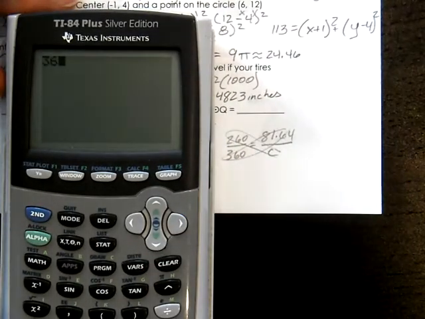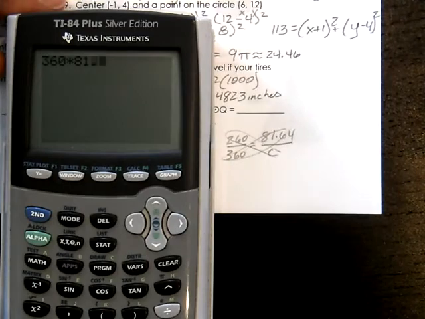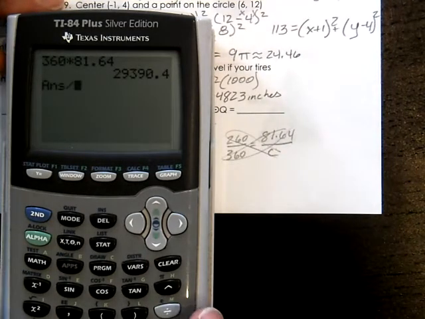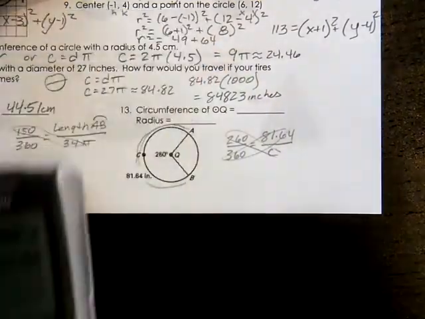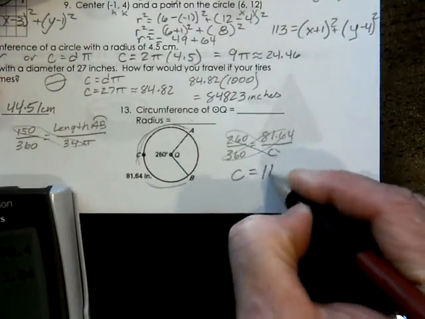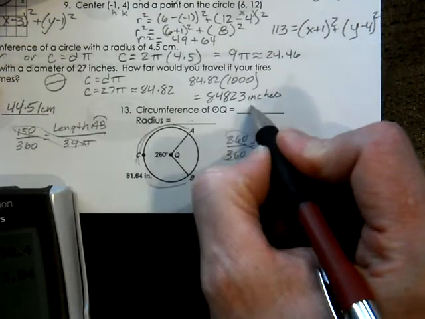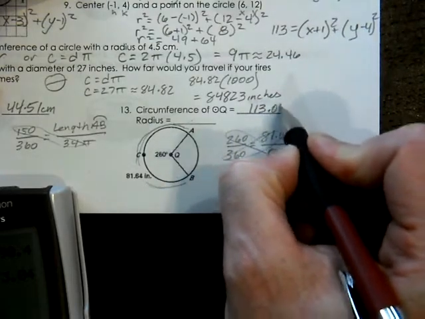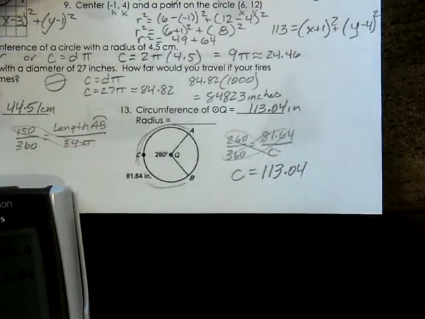So we have 360 times 81.64, and we're dividing that by 260. That gives us a circumference of 113.04. That's a circumference in inches.